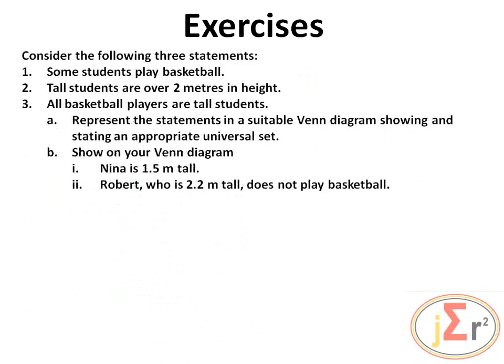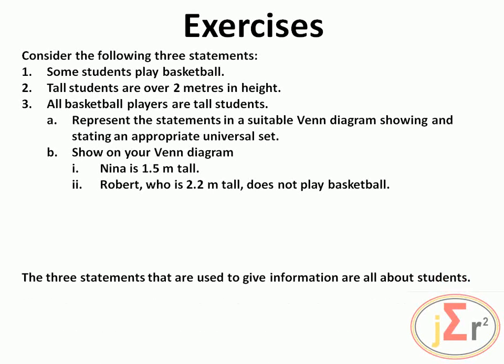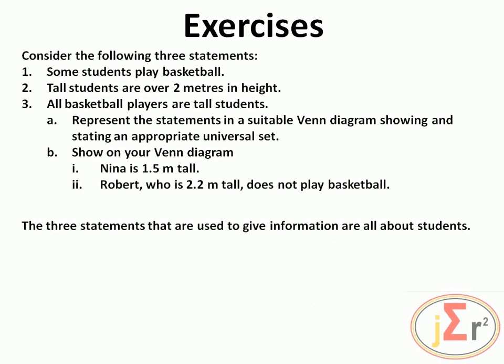Consider the following 3 statements. Some students play basketball. Tall students are over 2 meters in height. All basketball players are tall students. Represent the statements in a suitable Venn diagram showing and stating an appropriate universal set. Show on your Venn diagram, Nina is 1.5 meters tall, and also Robert, who is 2.2 meters tall, does not play basketball. The 3 statements that are used to give information are all about students.